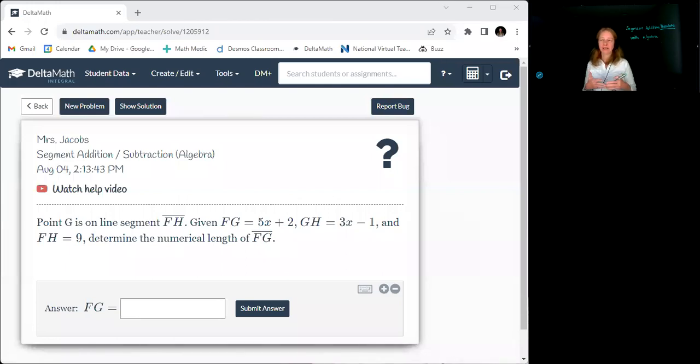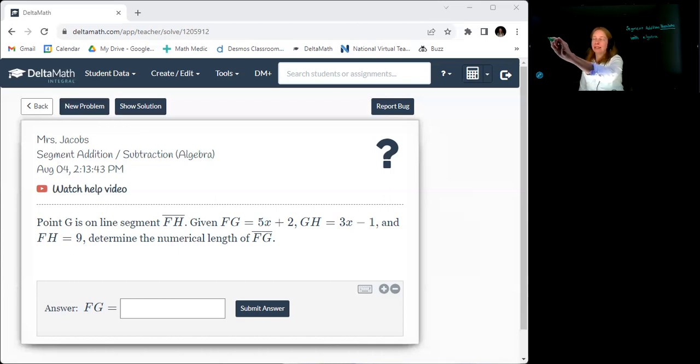It says point G is on line segment FH. Given that FG equals 5x plus 2, GH equals 3x minus 1, and FH equals 9, determine the numerical length of FG. Okay, so that's a lot to read and handle. And so we really have trouble just doing that from scratch. You have to draw a picture. So that's what we're going to start with, is draw a picture.